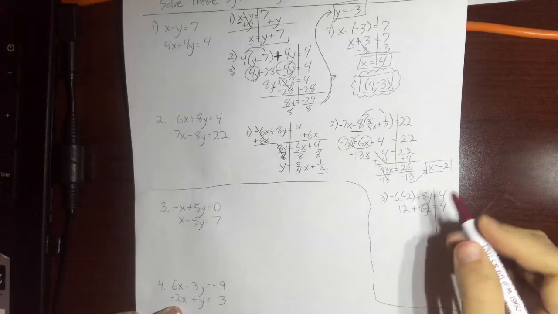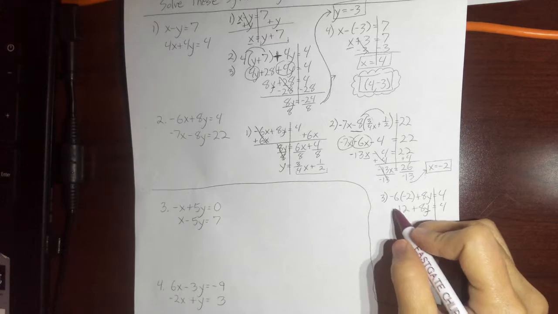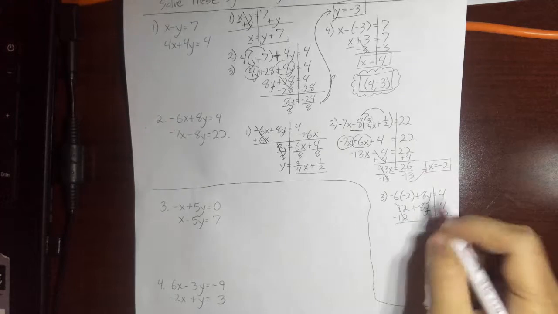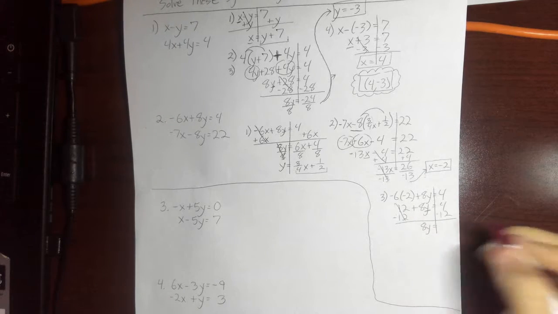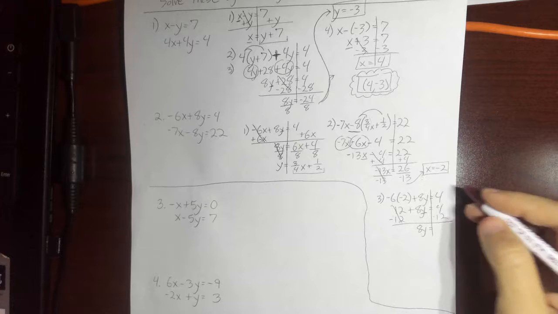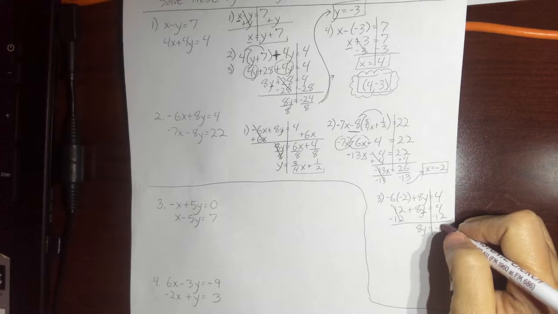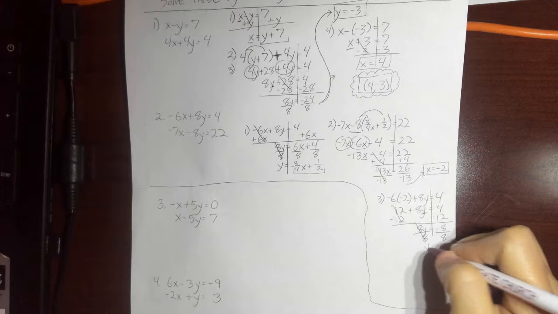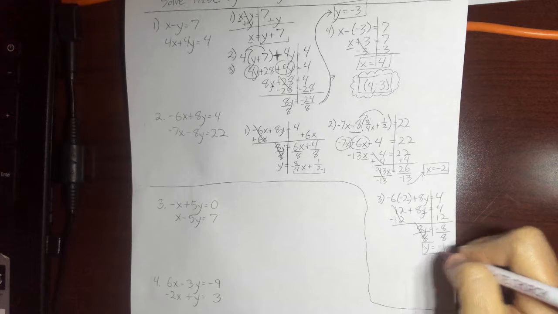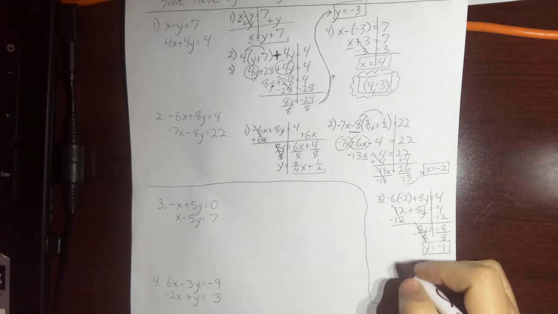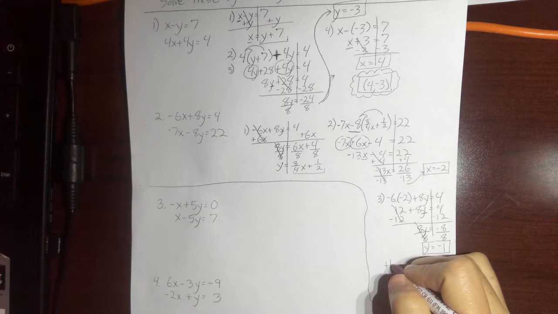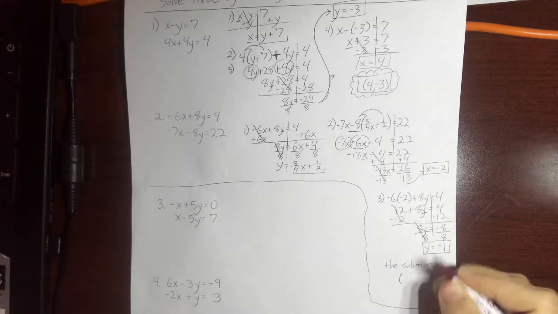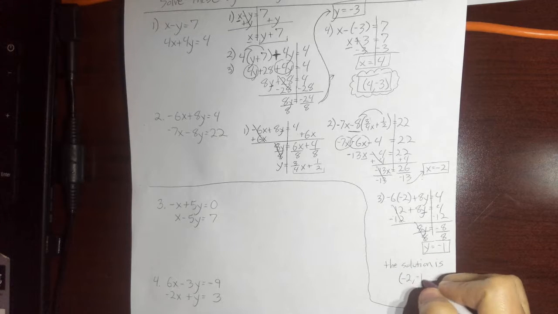Adding subtracting number goes first. This is a positive 12, so that's adding. So the opposite would be subtracting. So I get 8y equal to negative 8. Divide by 8. That's going to give you y equals negative 1. So my solution is negative 2, negative 1.